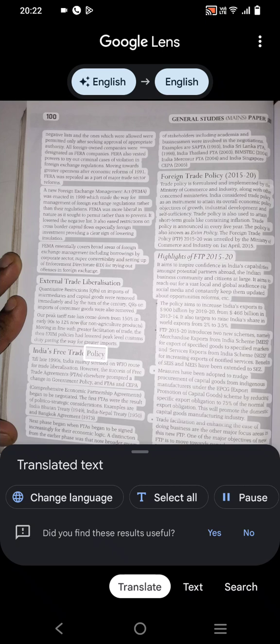India's free trade policy. Till the late 1990s, India mainly stressed the WTO route for trade liberalization. However, the success of free trade agreements, FTAs, elsewhere prompted a change in government policy, and FTAs and CEPAs, Comprehensive Economic Partnership Agreements, began to be negotiated. The first FTAs were the result of politico-strategic considerations. Examples are the India-Bhutan Treaty, 1949, the India-Nepal Treaty, 1950, and the Bangkok Agreement, 1975.